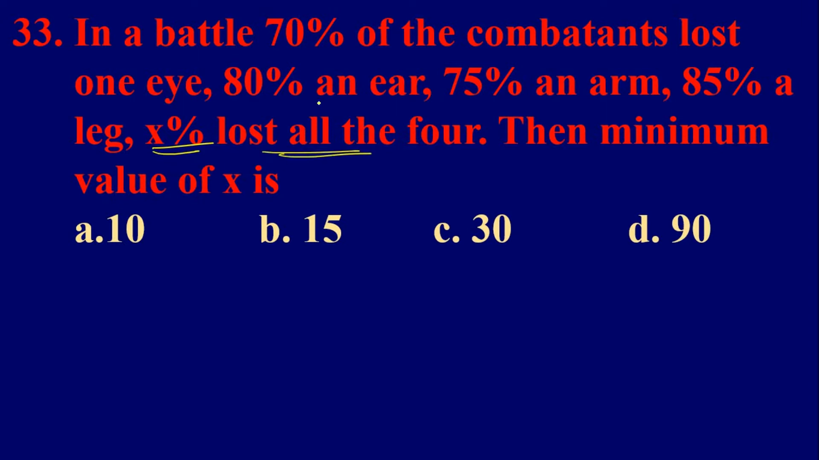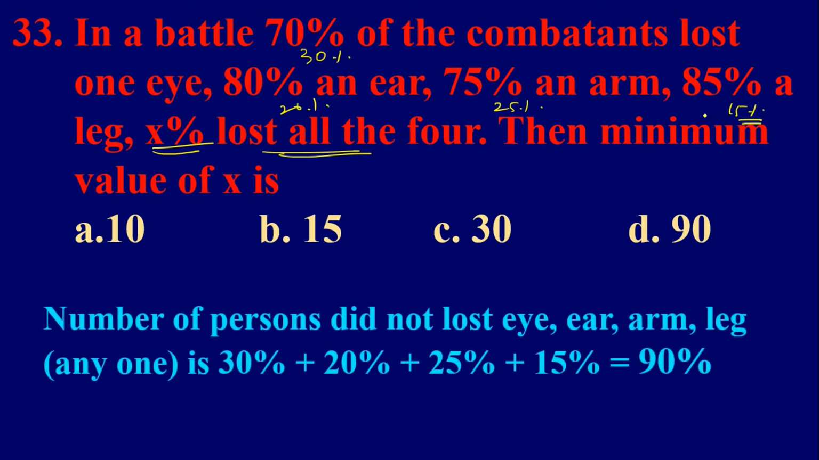How to calculate this? Now here it is given that 70% lost one eye. So what is the remaining? The remaining is other than 70, which is 30%, that is, they did not lose an eye. Similarly, 80% lost one ear, so the remaining is 20%. And 75% lost an arm, so the remaining is 25%. And 85% lost a leg, so the remaining is 15%.